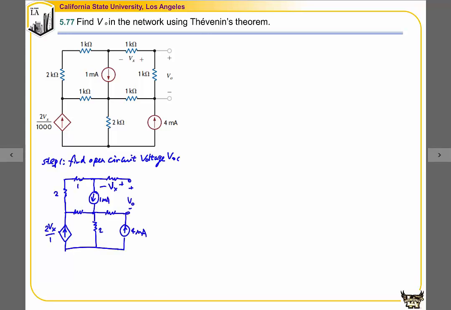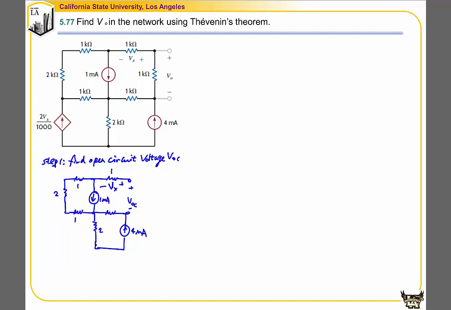And since this is the open circuit, we know that Vx is equal to 0 because there is no current going through this 1 kilo ohm resistor. And since Vx is equal to 0 and this current depends on Vx, that is also equal to 0, we can remove this branch because this branch has no current.